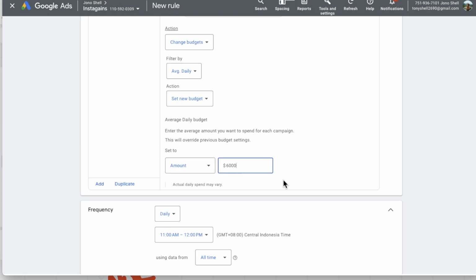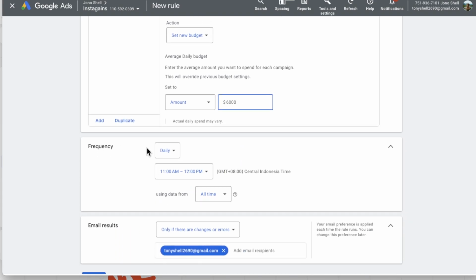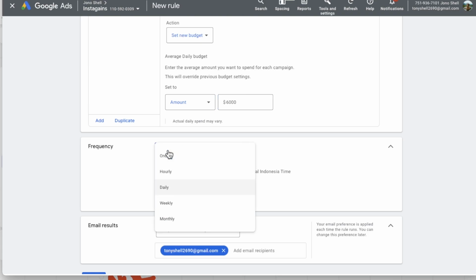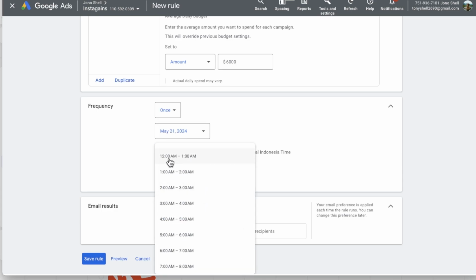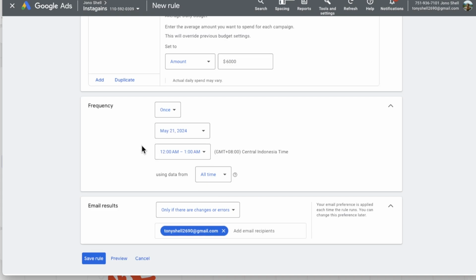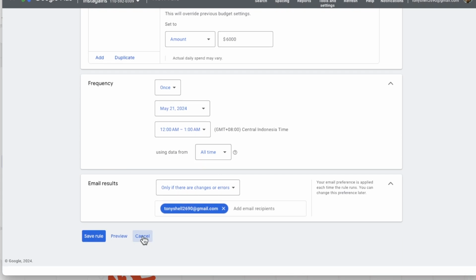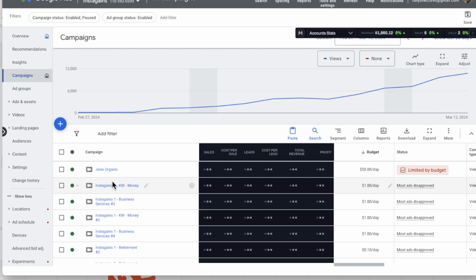Now, this is important. Don't do this daily. Don't set this to daily. Set it to once. Set it to the next day, okay? So for me right now, it's the 20th of May. So I would set this to the 21st of May, and I would set this from 12 a.m. to 1 a.m., right? And then you click on save rule. So what's going to happen is this is automatically going to increase the budget on your behalf as soon as it hits between 12 and 1 a.m. It's going to do that automatically, so you don't need to be awake. That is the best way to scaling.